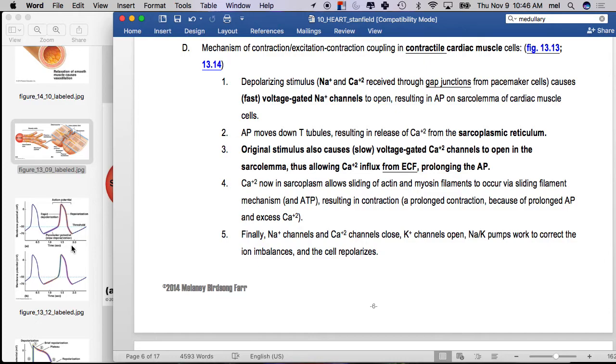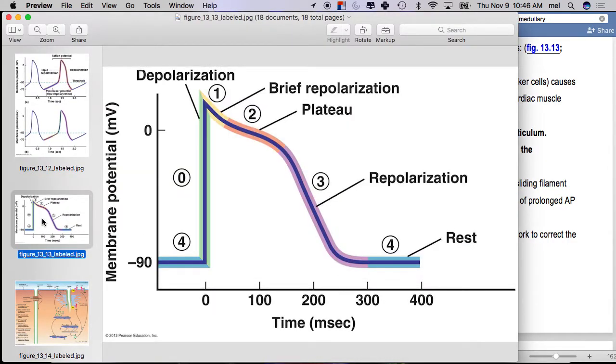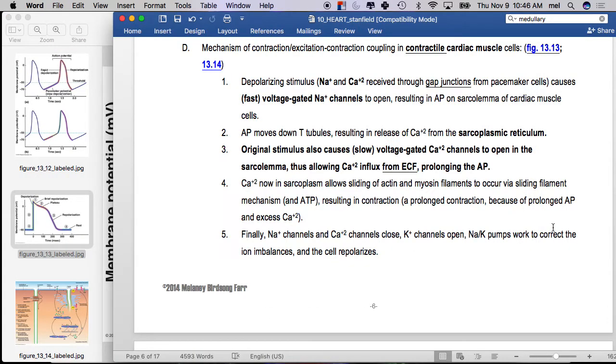And then we'll get an action potential and we'll get contraction. So first thing is let's look at the graph and then we'll look at the activity. All right, so this is a contractile cell. And so what happens is it goes from a resting membrane potential about negative 90 and it gets flooded really quickly, right? So what happens here is this depolarization caused by an action potential. So let's talk about how that occurs. So the depolarizing stimulus is the sodium and the calcium that comes through the gap junctions from the pacemaker cells.